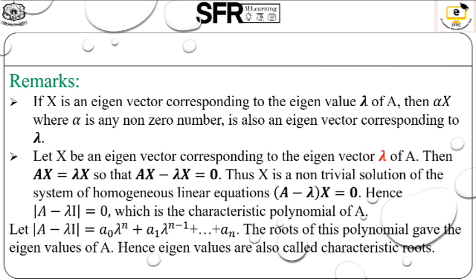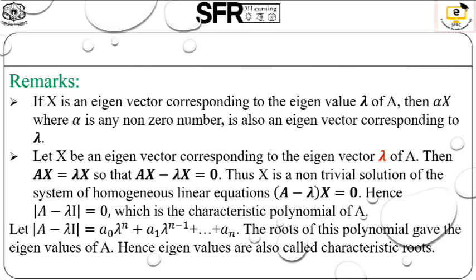Next, let x be an eigenvector corresponding to the eigenvalue lambda of A. Then Ax equals lambda x, so taking the right side to the left, Ax minus lambda x equals 0. Taking x outside, A minus lambda I into x equals 0. Here the product of two elements equals 0, and x is not equal to 0. So we get modulus of A minus lambda I equals 0, which is the characteristic polynomial of A.